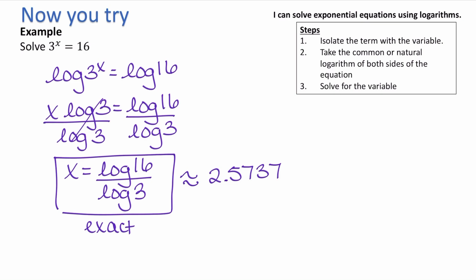If we type it in our calculator, you do log of 16 and then hit enter, divided by log of 3, and that's approximately 2.5237.